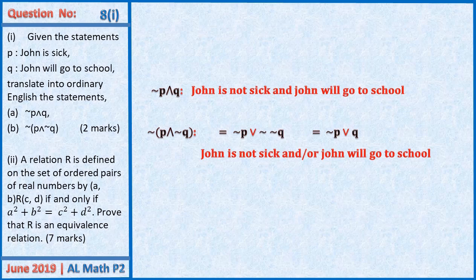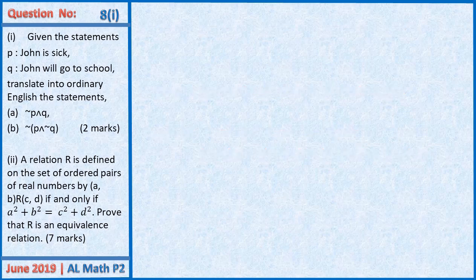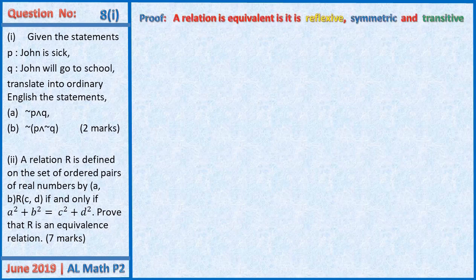Now B, we have the relation defined by R on the set of ordered pairs. A, B relates to C, D if and only if A squared plus B squared equals C squared plus D squared. Prove that R is an equivalence relation. So this relation is defined on the set of real numbers. Note that R there stands for relation, not for real numbers. So to prove that the relation is an equivalence relation, it has to be reflexive, symmetric, and transitive.